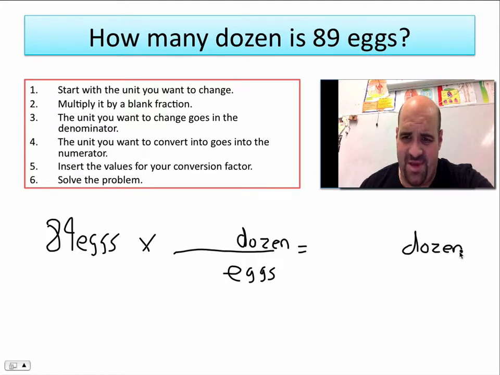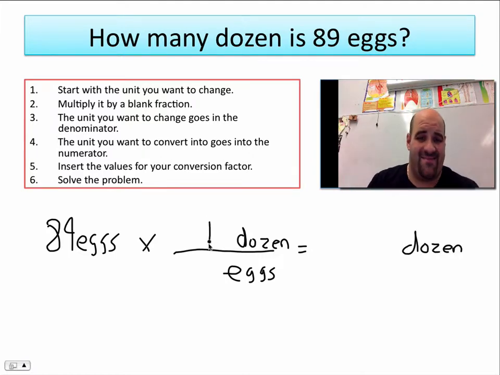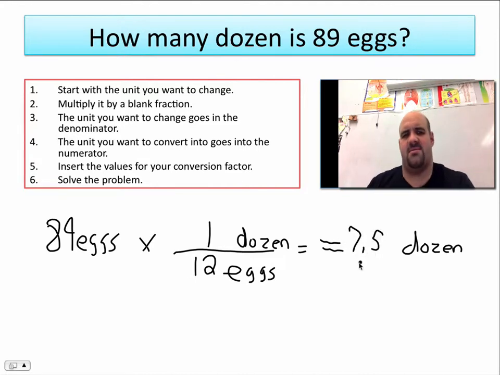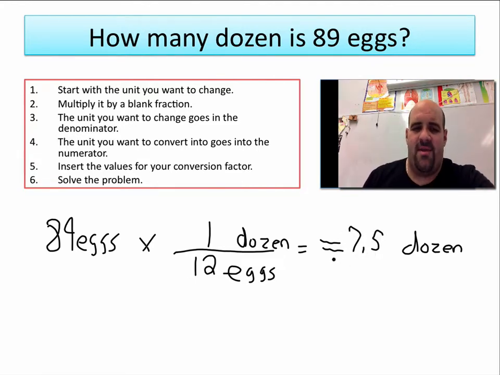Units cancel in division. And 1 dozen of eggs is 12. 1 dozen of anything is 12 of that quantity. A dozen of apples is 12 apples. So now we have 89 divided by 12. I actually don't know 89 divided by 12 off the top of my head. Roughly 7.5-ish, somewhere around there is what I'm going to guess. Approximately 7.5 dozen. So that's going to be your final answer. That's my fault for not picking a round number, but roughly around there.